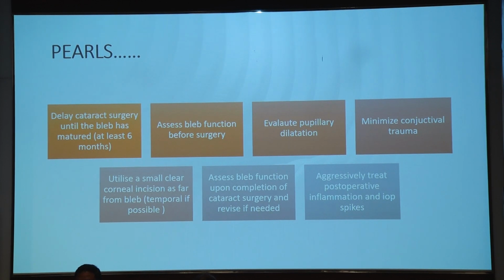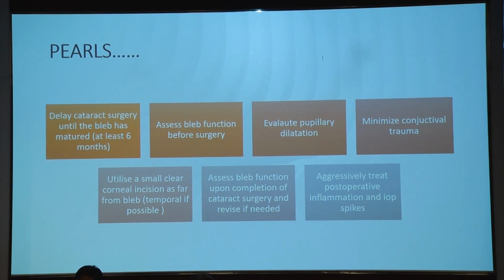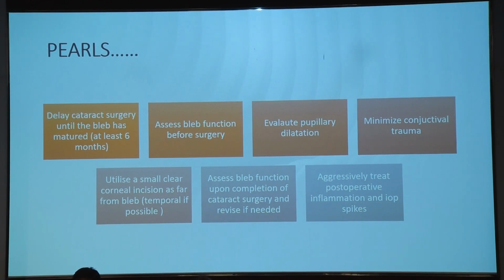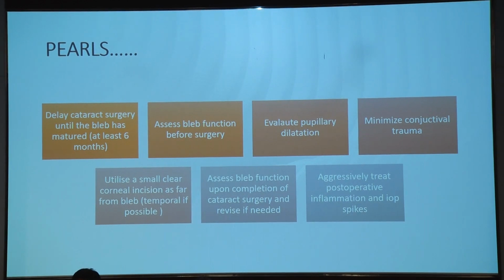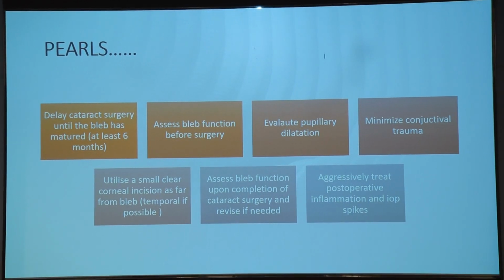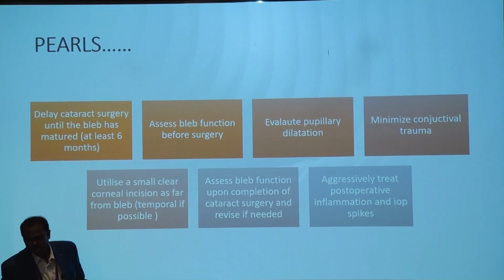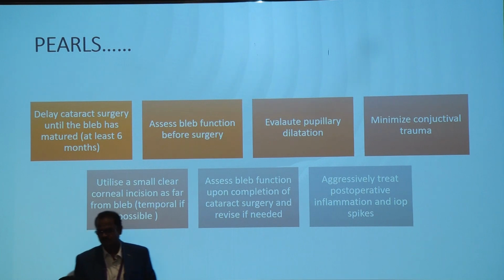So the last slide, the pearls which you have to remember. Take-home messages are: you should delay the cataract surgery until the bleb has matured, at least for 6 months. Assess the bleb function before surgery. Evaluate pupillary dilatation. Minimize conjunctival trauma. Utilize a small clear corneal incision as far from the bleb. Assess bleb function upon completion of cataract surgery and revise if needed. And aggressively treat post-operative inflammation and IOP spikes.